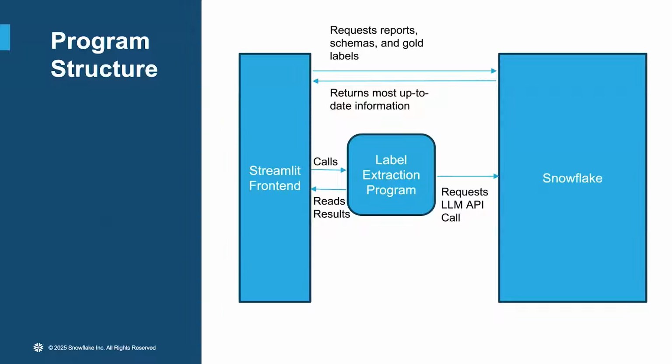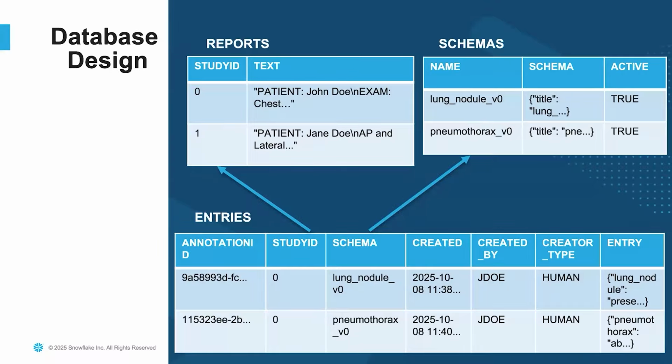And then Snowflake will return the most up-to-date information. Then the Streamlit front end will decide which configurations need to be called, and then it'll call the label extraction program. This is kind of a wrapper around a command line interface that we had before. It'll call that, and then the label extraction program will call Snowflake, because it's running on Snowflake, in order to make the LLM API call. And once that's done running, it will return the results to the front end and display them to the user.